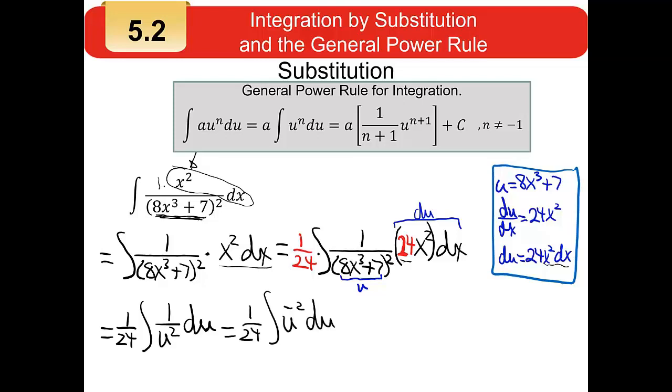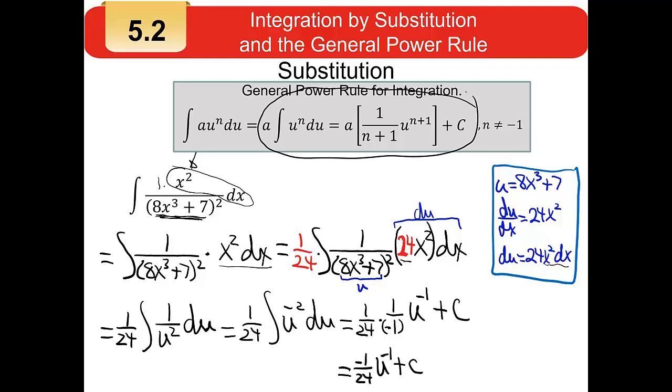Well, 1 over u squared is u to the minus 2, and now I can use my formula. I add 1 to minus 2, which makes it minus 1, and then I divide by it out front, or multiply by its reciprocal, however you want to say it. 1 over minus 1 is just minus 1, so out front you end up with a negative 1/24. You really don't have to simplify it any further in terms of positive and negative exponents, but you do have to get rid of your u and put the x's back in. And there you go.